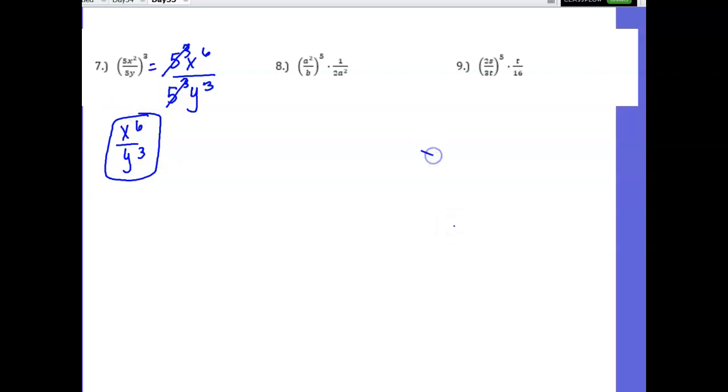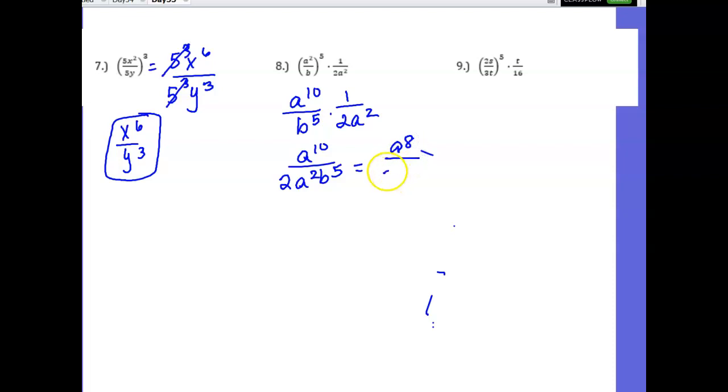Number 8, a would be to the 10th power, because power to a power, divided by b to the 5th, and we're multiplying that by 1 over 2a squared. So when I go straight across, I've got a to the 10th divided by 2a squared b to the 5th. Now we only want to have one occurrence of the variable, so a to the 10th divided by a squared is going to be a to the 8th, and then in the denominator we have 2b to the 5th.